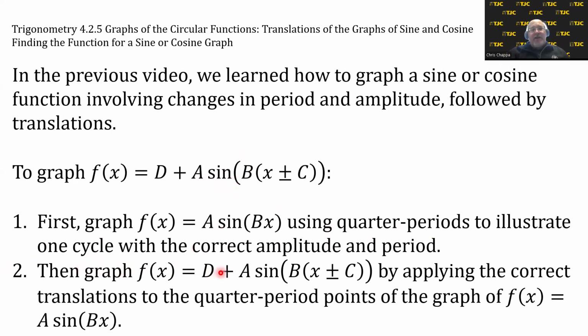Then graph f of x equals the entire thing by applying the correct translations to the quarter period points of the graph of f of x equals a times sine of bx. In other words, we focus on the amplitude and the period to get the shape, then we focus on the translations to move that shape around.